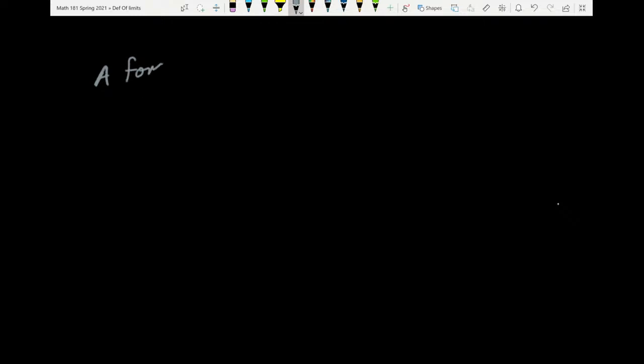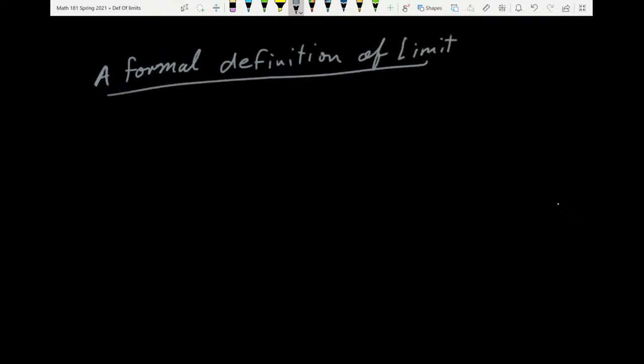A formal definition of limit. Those of you who are math majors, if you go into higher levels of mathematics, that's where you will learn how to prove that. I'm just going to give you the definition of it.